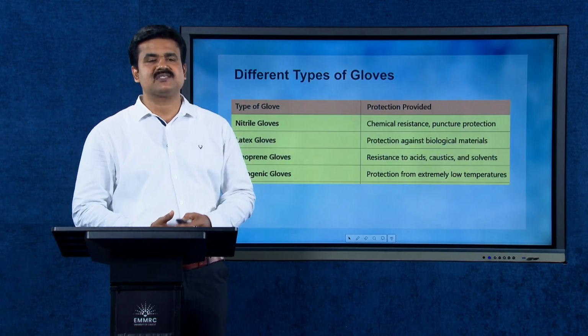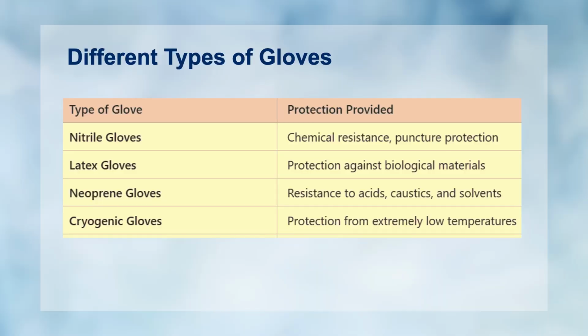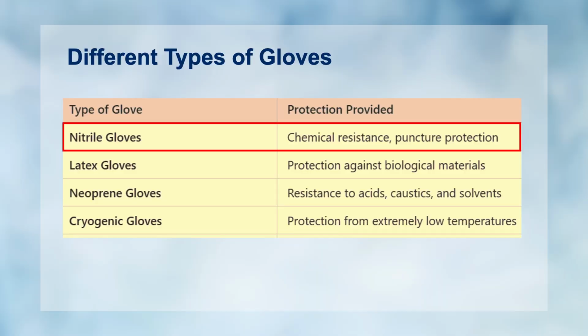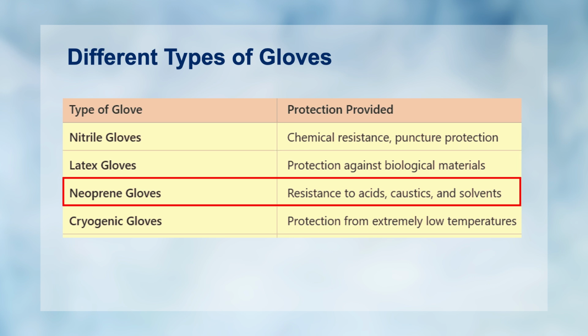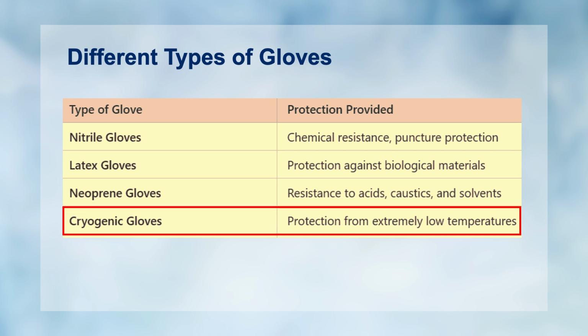Different types of gloves are consolidated here. Nitrile gloves help in attaining chemical resistance and puncture protection. Latex gloves offer protection against biological materials. Neoprene gloves help to resist acids, caustics, alkalis and solvents. Cryogenic gloves help us to protect against extremely low temperatures.